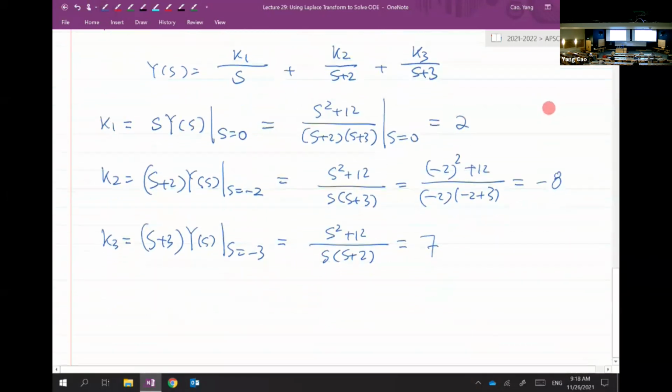So finally, your Y(s) is 2 over s, plus, oh, it's -8, so I'll write a negative here: minus 8 over s plus 2, plus 7 over s plus 3.